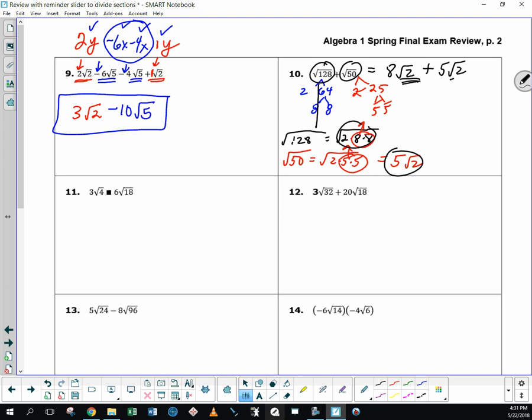Now these have like radicals, which means I can add them. So then 8 plus 5 is going to be 13 square root of 2.